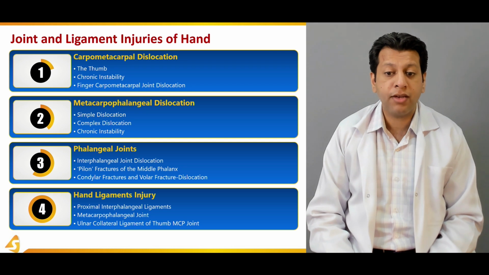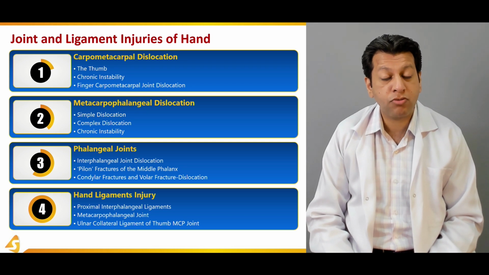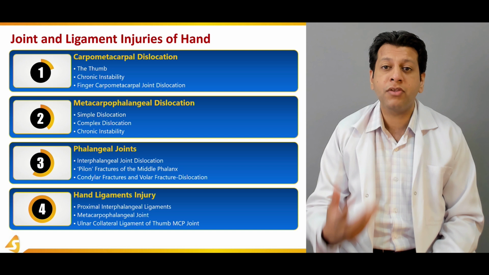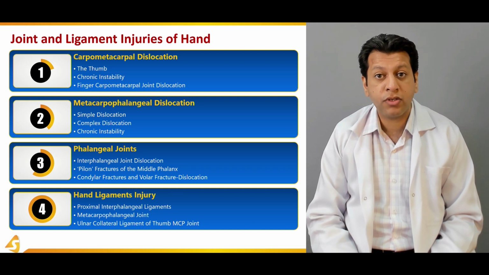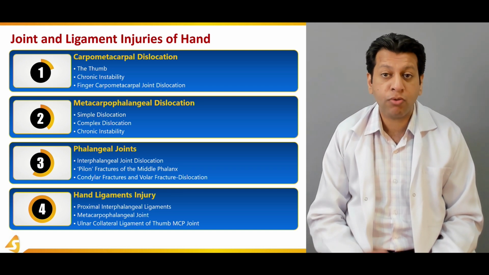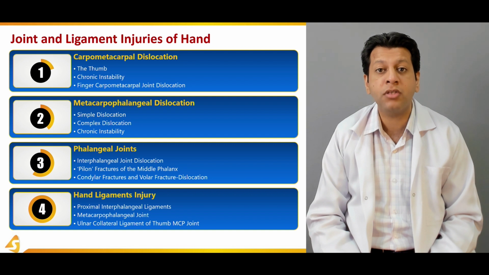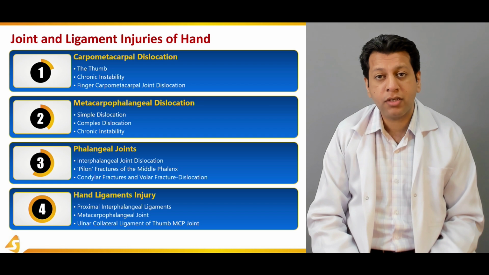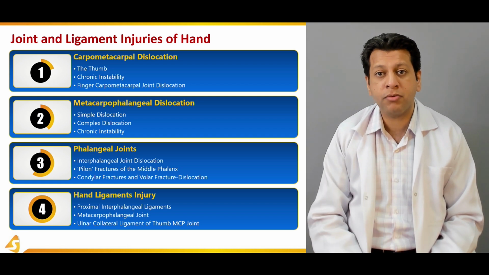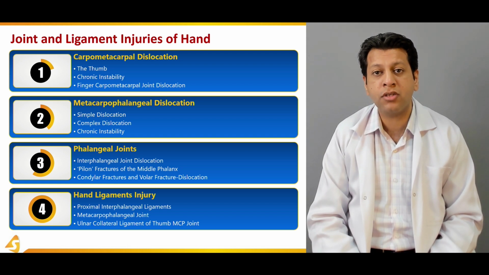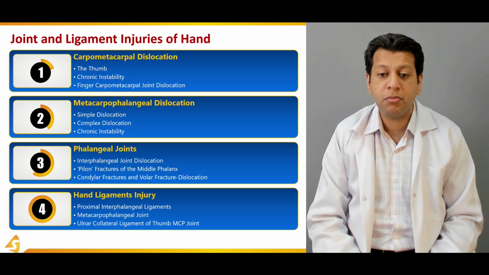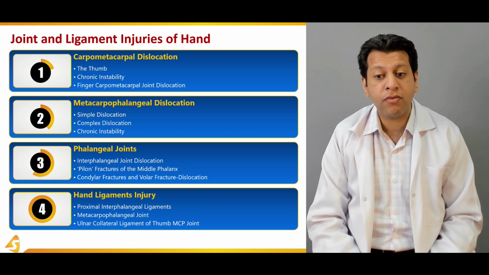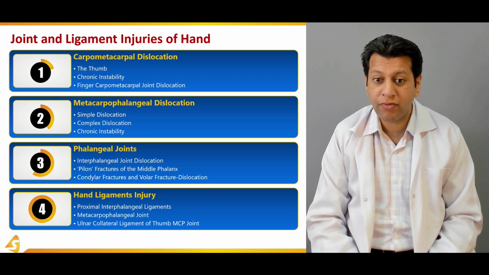dislocation. Then we'll briefly cover the pilon fractures of the middle phalanx, although these fractures are mainly pathognomonic of distal tibia, they are also rarely present here, and sometimes called pilon fracture of the middle phalanx, when the proximal phalanx head jams into the middle phalanx, and that usually results in a comminuted fracture. Then we will be discussing the condylar fractures and volar fracture dislocation of the proximal phalanx.